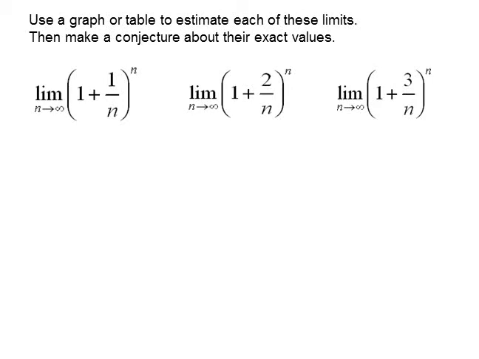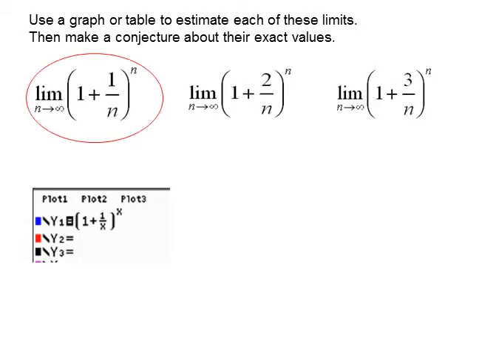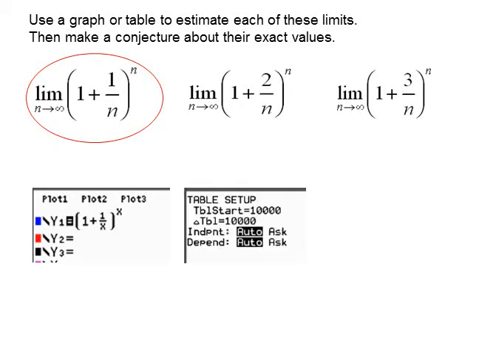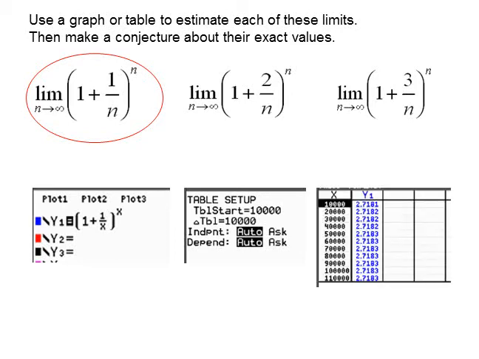In this example, we're going to use a graph or a table to estimate the value of each of these limits, and then we'll make some conjectures about the exact values. So let's start with the first limit. I'll enter y equals 1 plus 1 over x to the x power in the y equals screen on my calculator, and set my table to start at a large value of x and go up by a large increment, such as 10,000. I can see from my table that the y's appear to approach 2.7183.